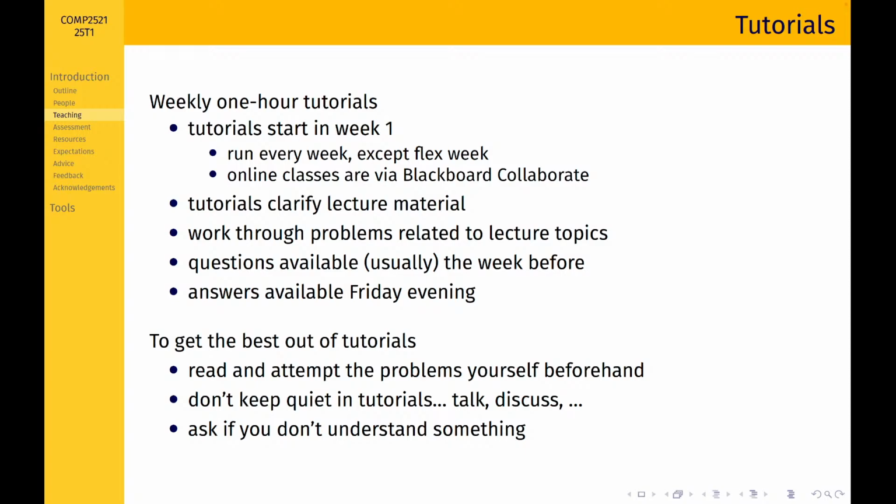All right? And in tutorials, make sure to ask if you don't understand something. Your tutor might have sent you an email, or they will send you an email before your tutorial. If you're confused about something, you can also email your tutor, or you can also ask on the forum.